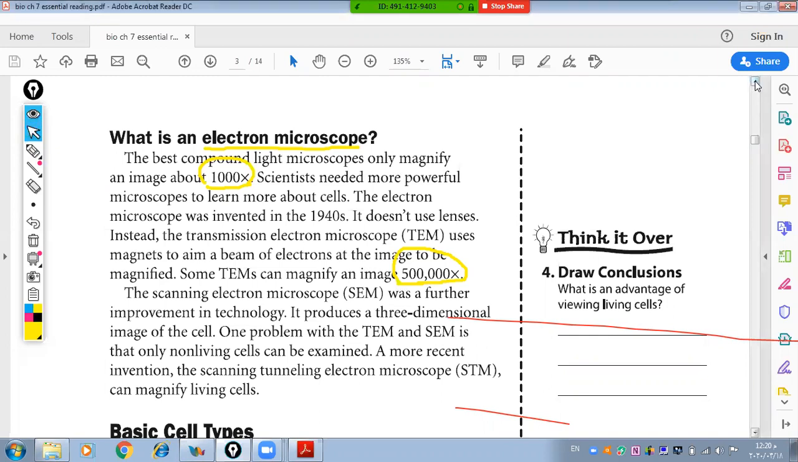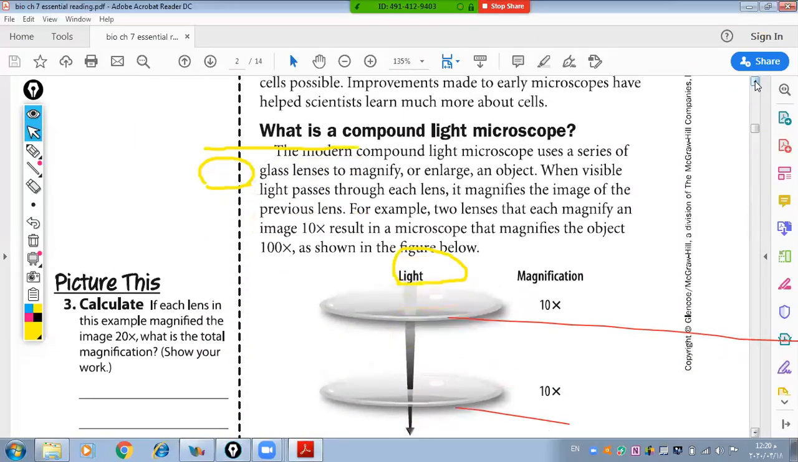Okay, so if we want to read about the light microscope, you see here the modern compound. What is a compound light microscope? The modern compound light microscope uses a series of glass lenses to magnify or enlarge an object. When visible light passes through each lens, it magnifies the image of the previous lens. For example, two lenses that each magnify an image 10 times result in a microscope that magnifies the object 100 times, as shown in the figure below.